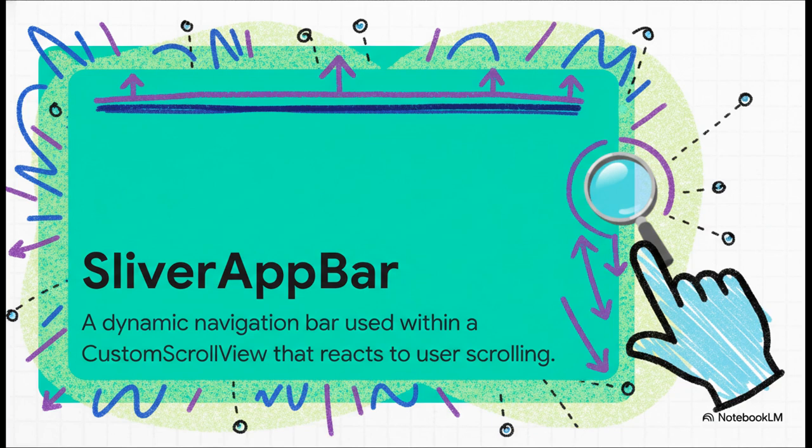And here is the absolute key difference. The sliver app bar is built to react. It has to live inside something called a custom scroll view, and its entire purpose in life is to respond to how the user is scrolling. It doesn't just sit there, it interacts, it moves, it totally transforms.